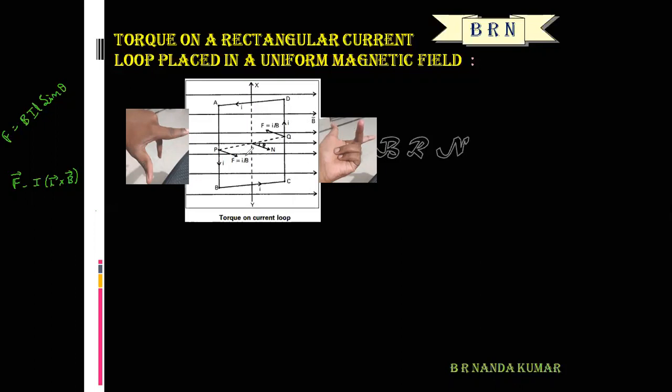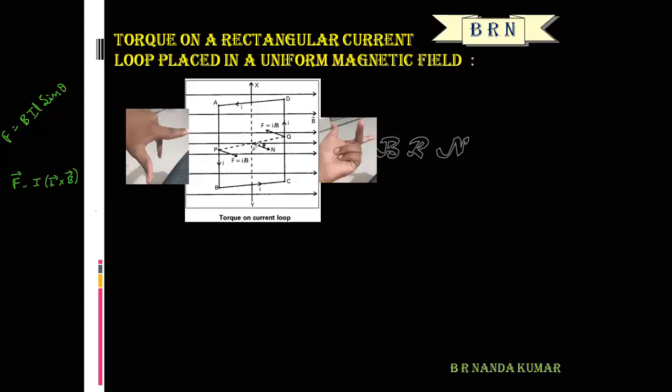Actually, the magnitude of the force acting on AB and the magnitude of force acting on CD, both are same. That is BIL. Okay, but their directions are different. So unlike parallel forces acting on a body produce the rotational motion. Actually, that is called the couple. Two equal, unlike parallel forces whose lines of action are different, that constitute a couple.